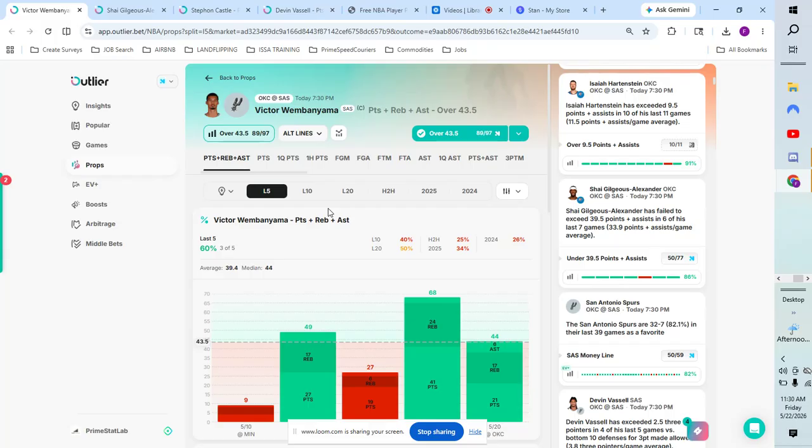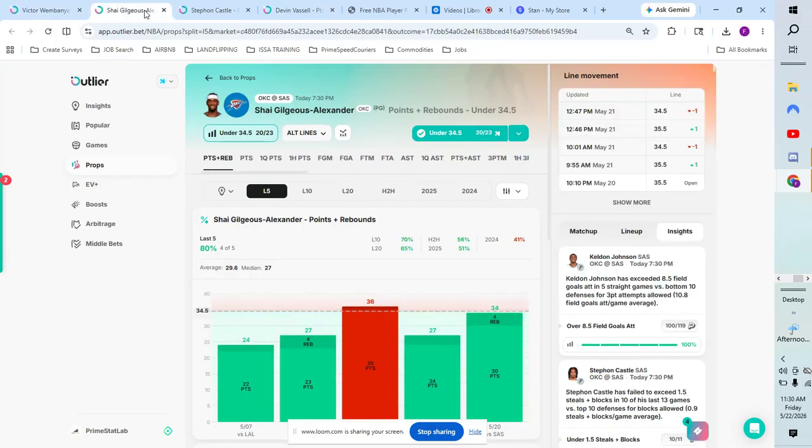Now, let's go back to Shai Gilgeous-Alexander. Admittedly, in these playoffs, he seems like he's been off. I can't lie to you. But he still somehow gets it done, right? And it's kind of mysterious when you look at his numbers at the end of the day. But here we're talking about points and rebounds. I will say that again. Not points and assists, not points and steals, points and rebounds. And his rebounds have been low.